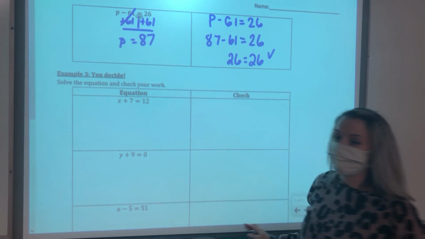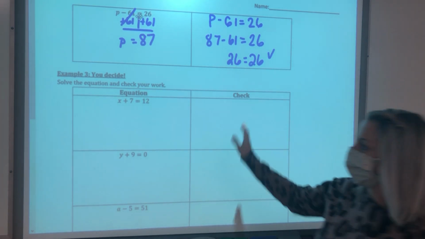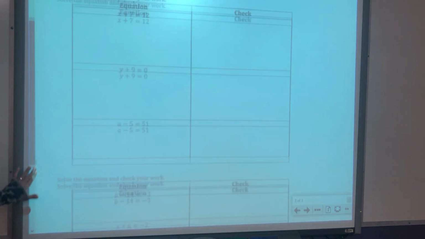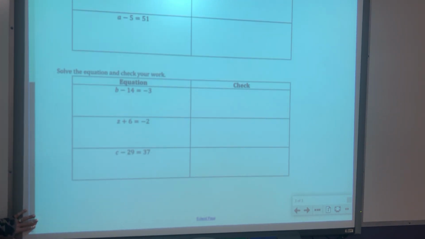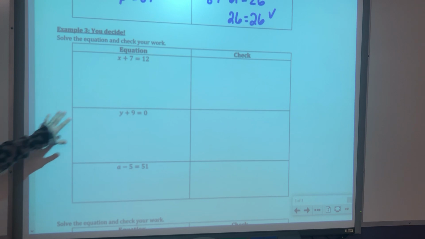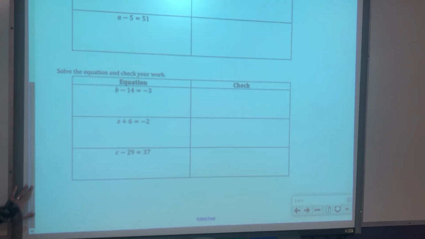Okay. Your homework tonight is to do the rest of the problems. Okay, so 6 problems, right? So these 3 here, and then these 3 here. Okay, that's your homework.